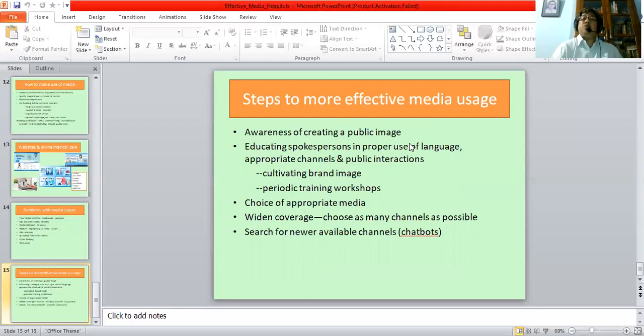They need to be able to choose the appropriate media to project the image of the organization or any other needs that they might have. They have to make their choice as broad-based as possible to tap the public need, to reach out to more and more people and to search for newer media means, digital means of reaching out to people. So the media is something which is very important for hospital management professionals to be able to make use of, to utilize on a day-to-day basis in their jobs.